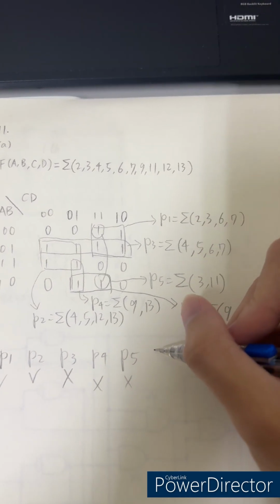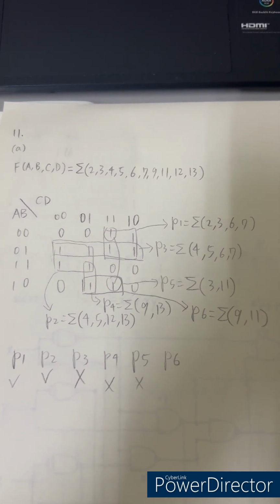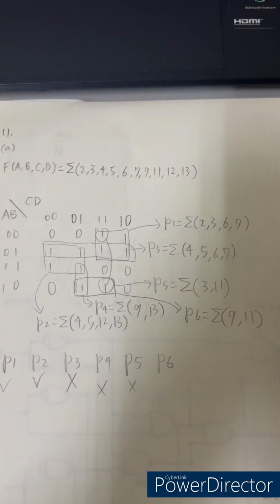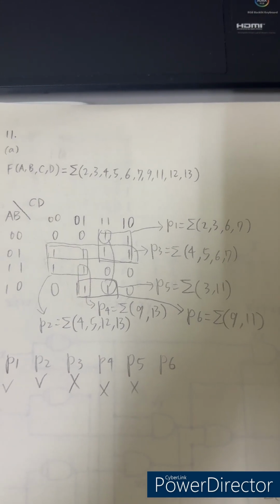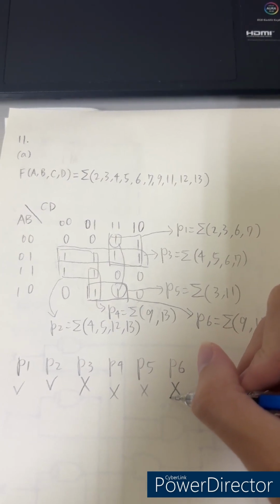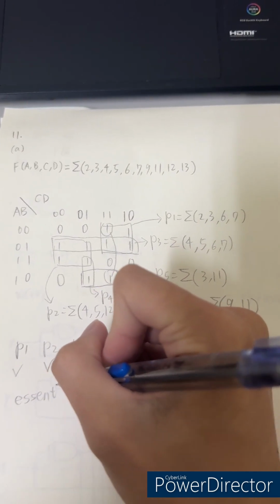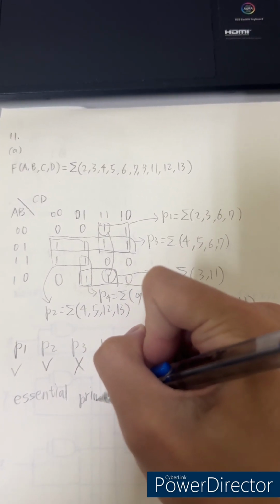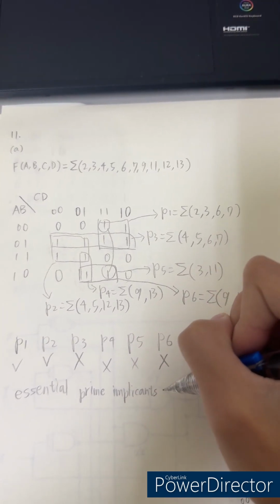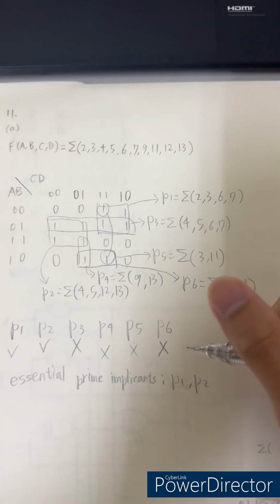Then what about P6? P6, the minterm 9 can be covered by P4, and the minterm 11 can be covered by P5. So P6 is also not an essential prime. So the essential prime implicants are only P1 and P2.